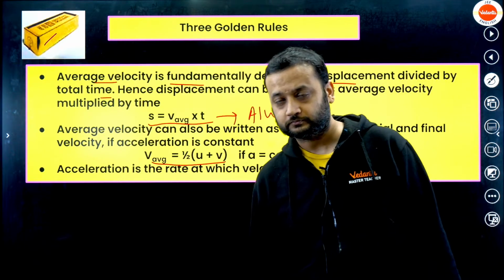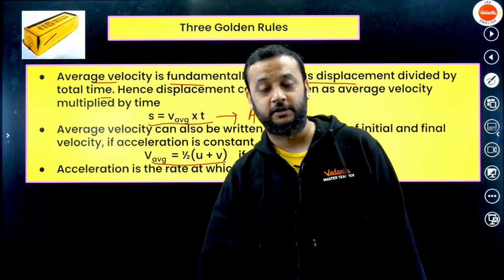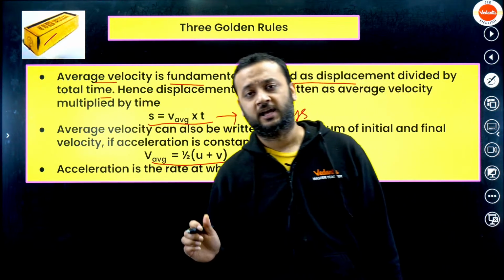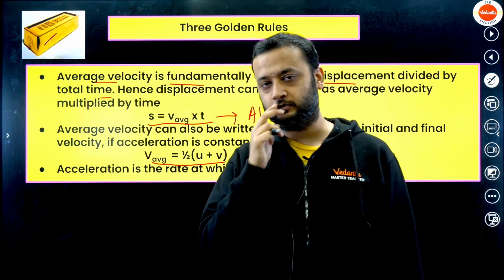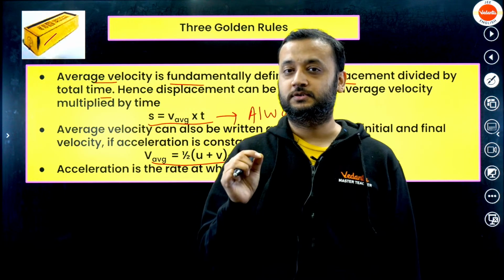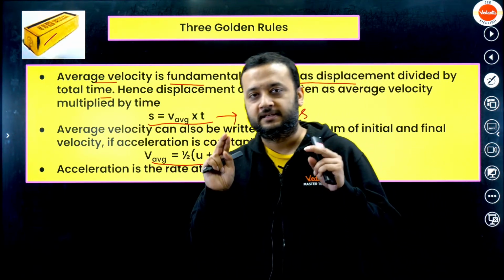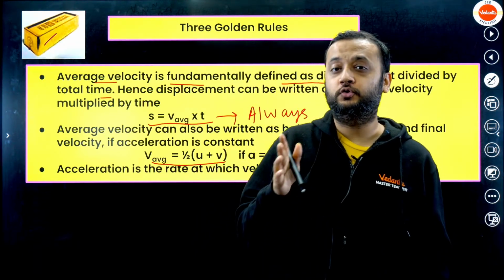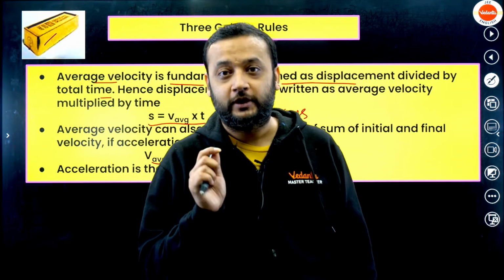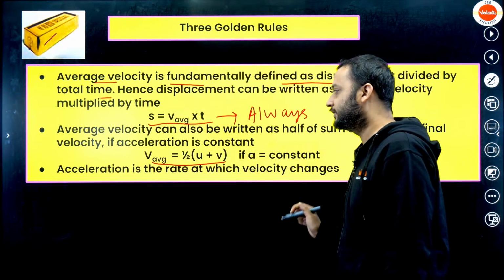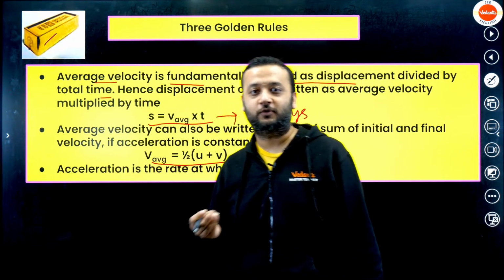I hope you have understood this rule as well. So we have talked about 2 rules. What is the first rule? The first rule says that displacement can always be written as average velocity into time. The second rule says that average velocity can be written as initial plus final by 2 if acceleration is constant. Now the third rule is actually what is the biscuit method.